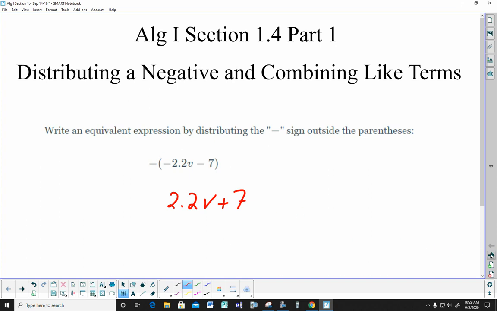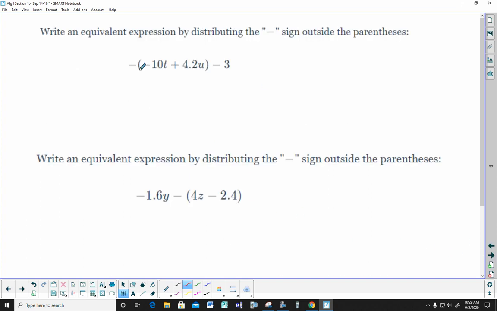So let me show you again on some other ones. You're distributing the negative here. This is a -10t. It becomes a positive 10t. This is adding, so it becomes subtracting. And as soon as you do that, the parentheses are no longer there, and you have -3. This only applies to this parenthesis. It does not apply to the -3, so that's still there.